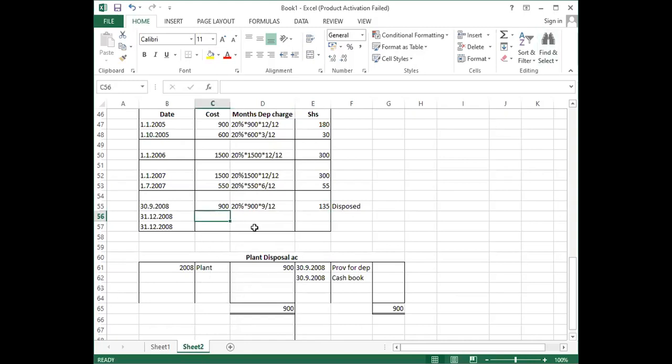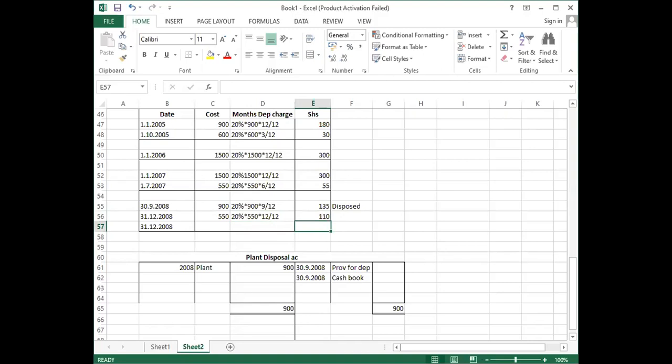What other item did we have? Do you remember we still have a machine that cost 550? And therefore we charge depreciation at 20% multiplied by 550, and we had that machine for the whole of the year, 12 over 12. What amount do we get? 110. True or false? We get 110.